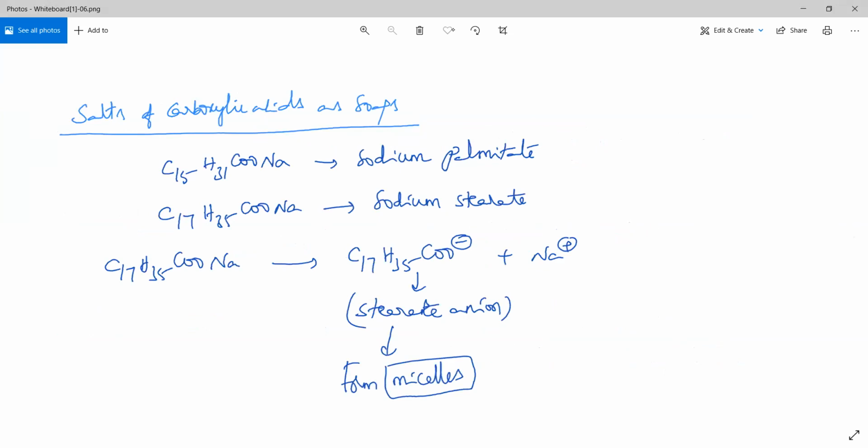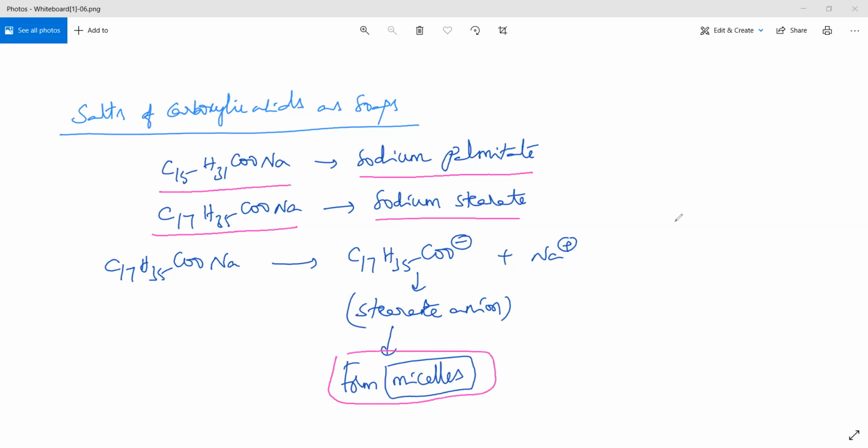And salts of carboxylic acid as soaps. Here you can see C15H31COONa, sodium palmitate, and C17H35COONa, sodium stearate. This stearate anion alone will form micelles, that we discussed already in surface chemistry, the formation of micelles.